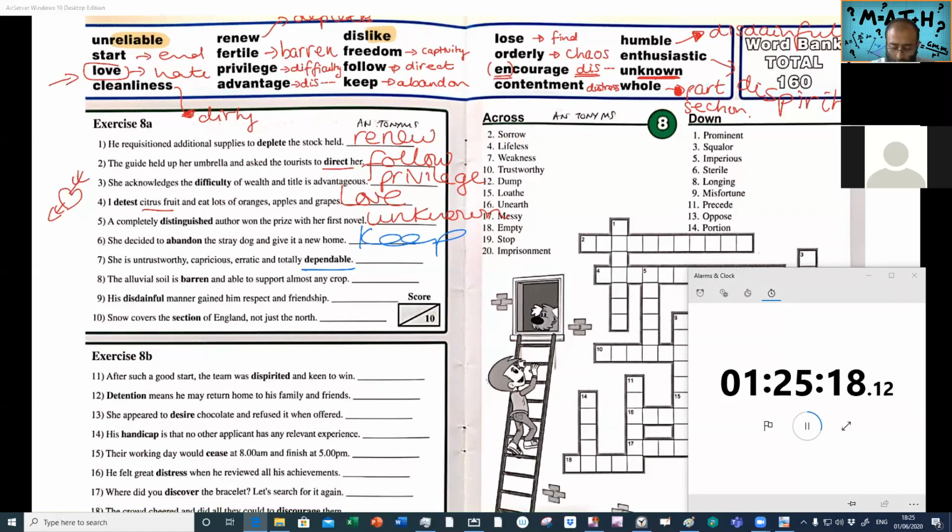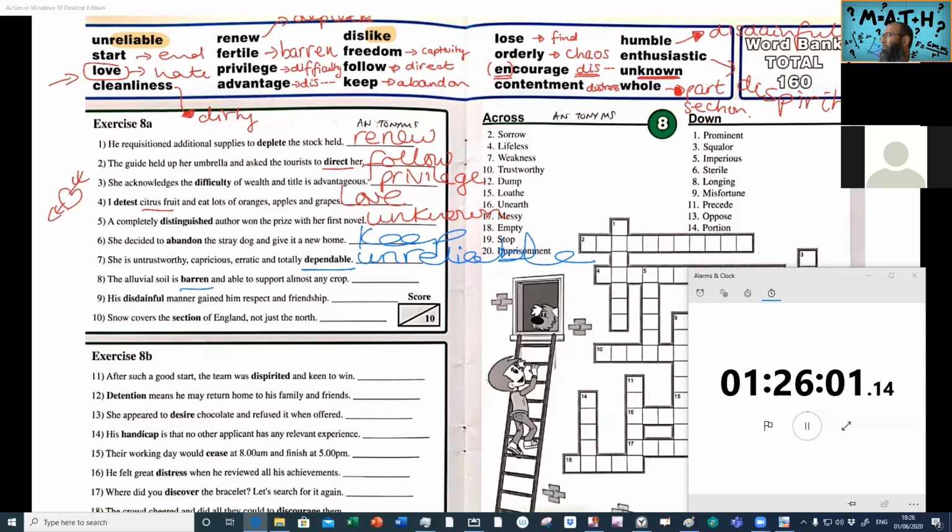Enthusiastic. So the opposite of dependable will not be enthusiastic. Dependable means reliable. Okay. Dependable means reliable. What's the opposite of reliable? First word. Reliable. Unreliable, madam. Unreliable. Okay, next word.